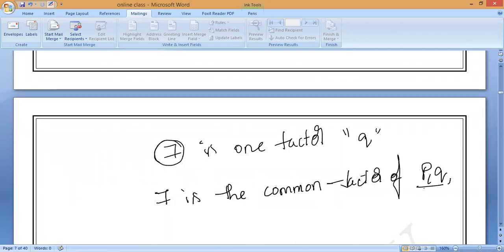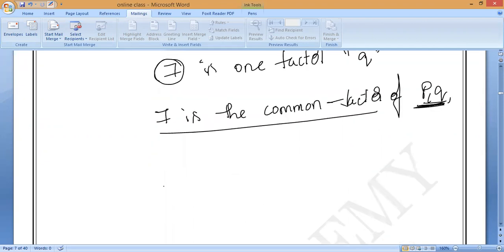But our assumption is P and Q are co-primes, correct? Co-primes don't have a common factor, but we get 7 as a common factor. So our assumption is wrong.